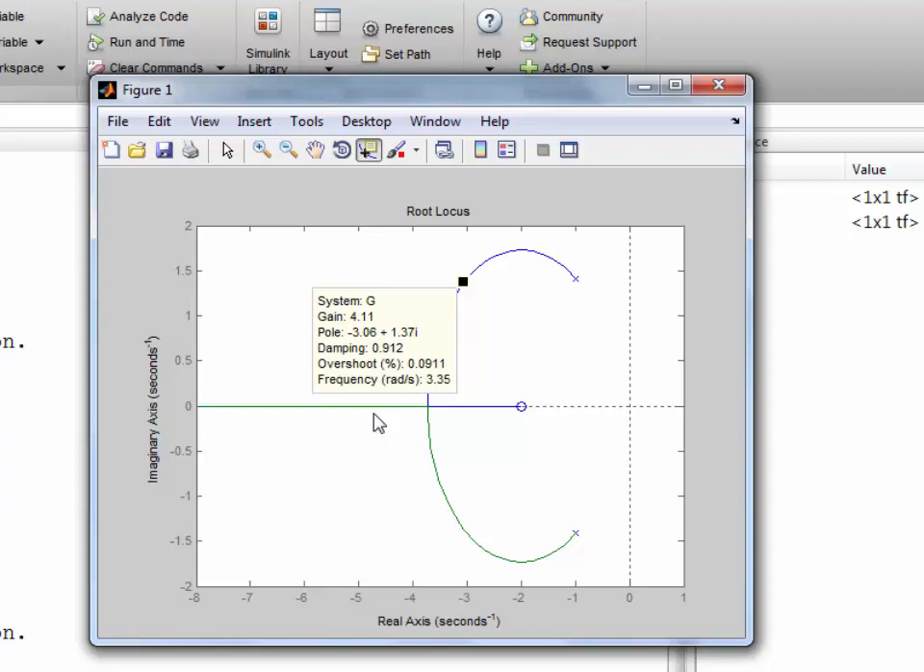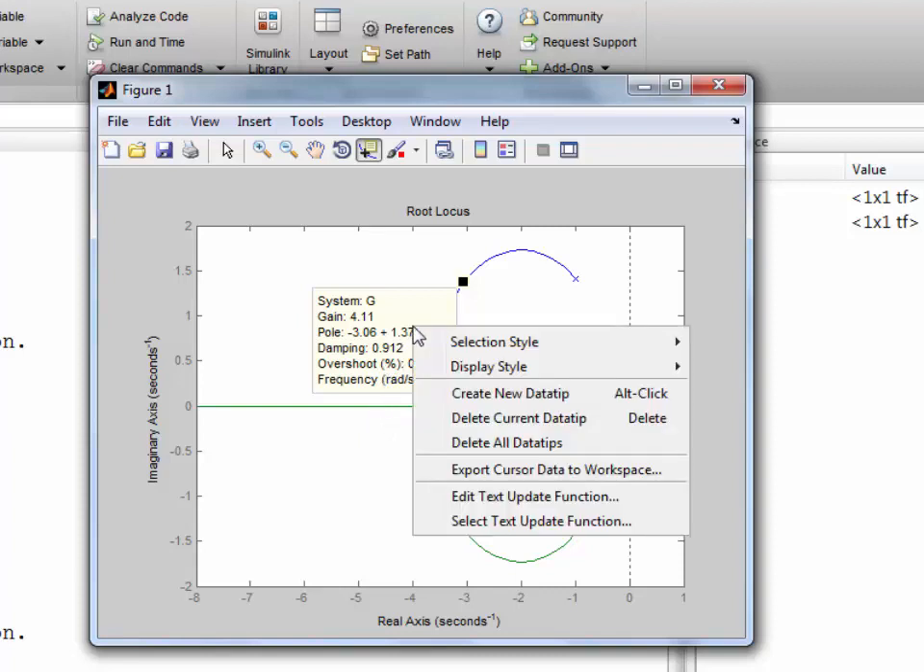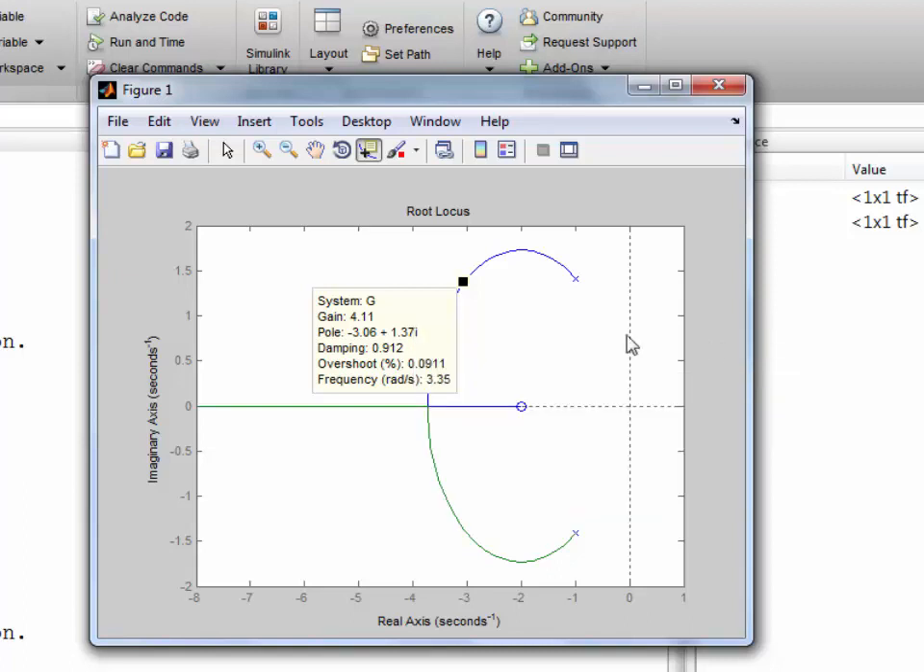If we want to try and interpolate between those 2 points a little bit, what we can do is the following. So we can right click, and in the selection style, instead of snapping to the nearest data vertex, we can go based on mouse position, and that will allow us to get in between values. So there I'm able to place the pole with a real part of -3, and you can see that the corresponding gain is 4.